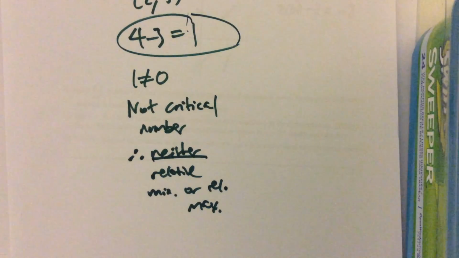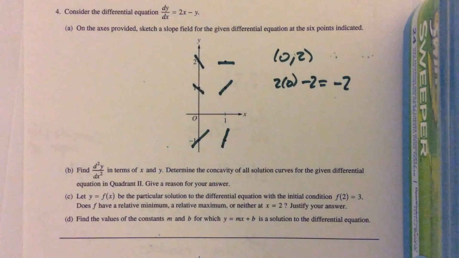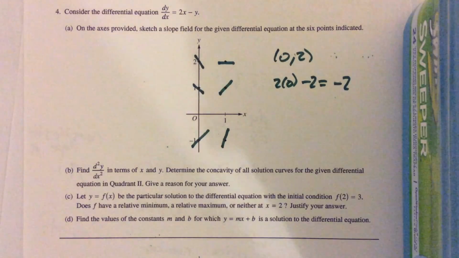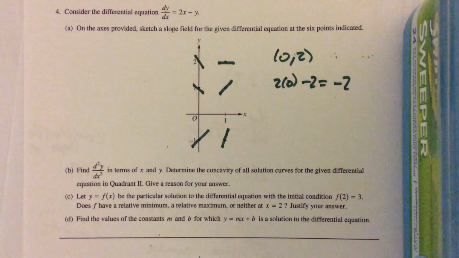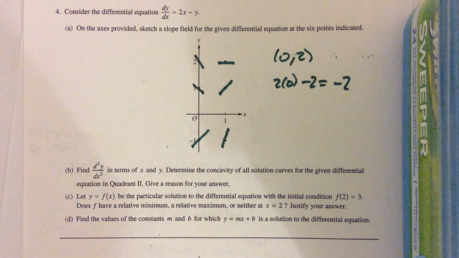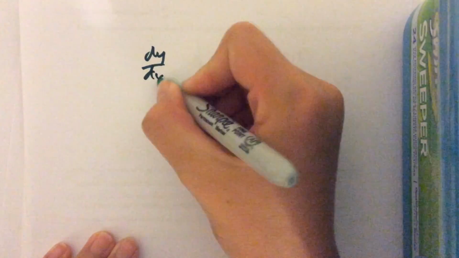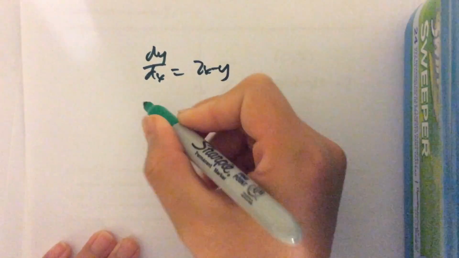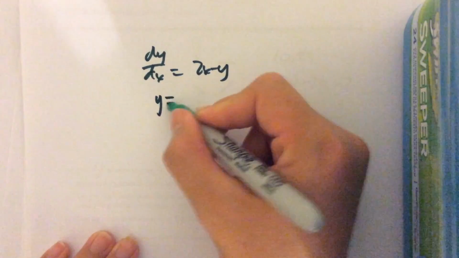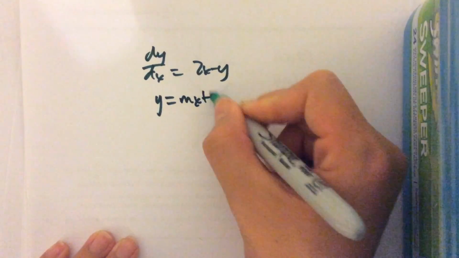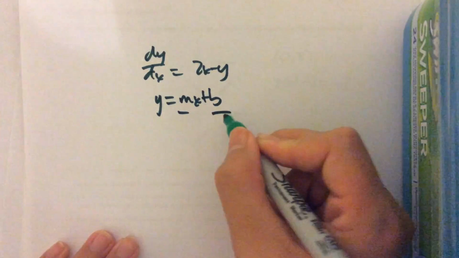Okay, so now we move on to the final part. It says, find the values of the constants m and b for which y equals mx plus b is a solution to the differential equation. So this problem is very tricky because it requires a lot of substitution. To begin with, we know that dy/dx is equal to 2x minus y. We're given y equals mx plus b, and we're trying to find m and b.